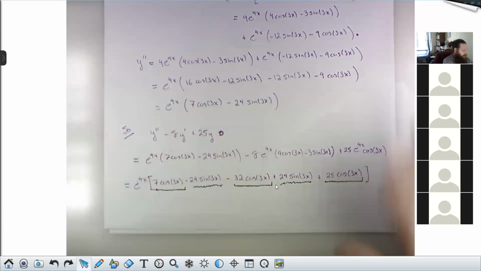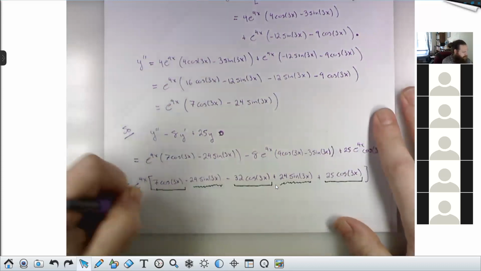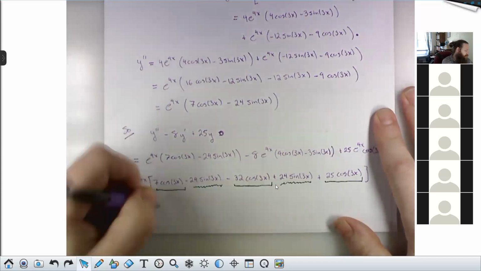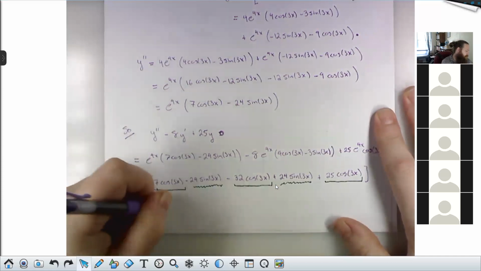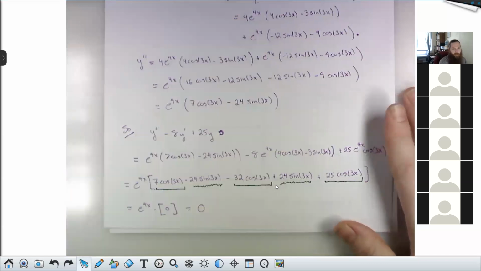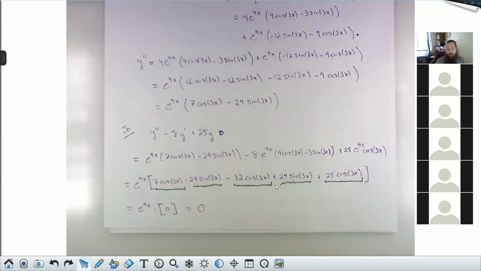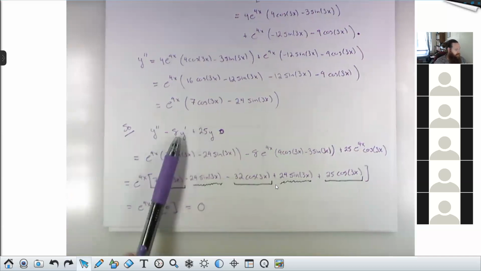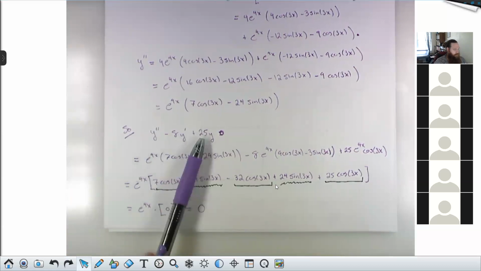So what we're getting here is e to the 4x times 0. And that is 0, which is what we wanted to see, right? We wanted to see that this differential equation was satisfied. That y double prime minus 8y prime plus 25y, we wanted to check that this actually comes out to 0.